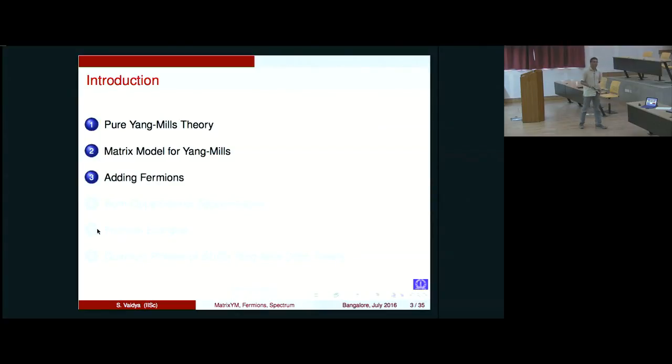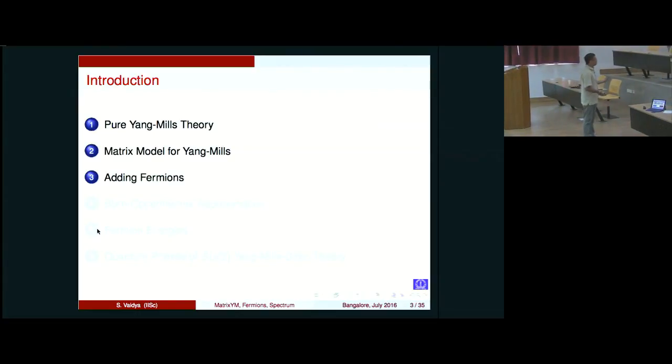I'll show you what happens when you add in fermions. The way I will quantize this model is by doing the Born-Oppenheimer approximation. I'm going to motivate that, at least in a particular corner of the theory, the Born-Oppenheimer approximation is the right way to look at this quantum mechanical system. And I'll show you what happens.